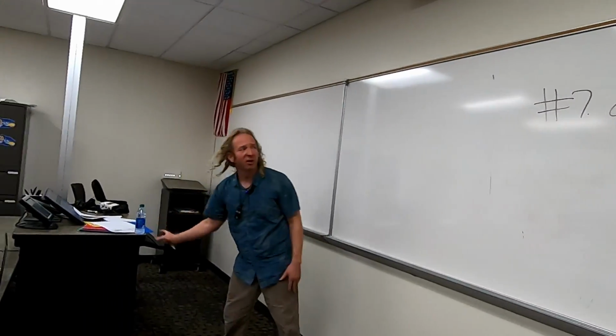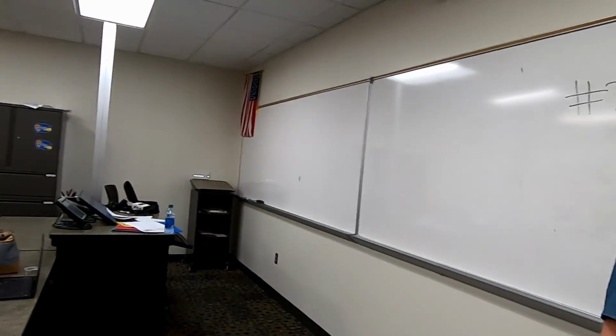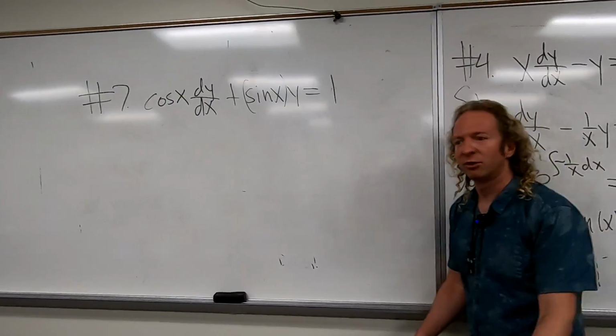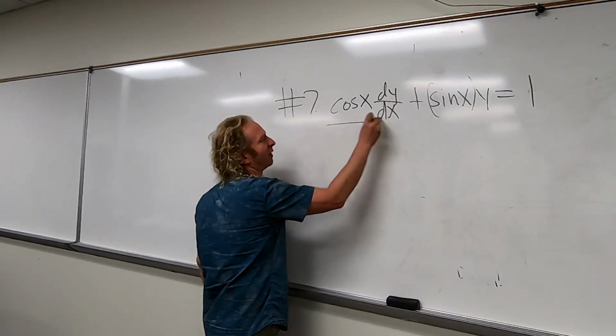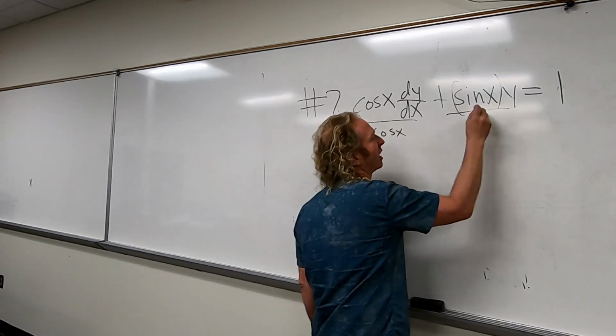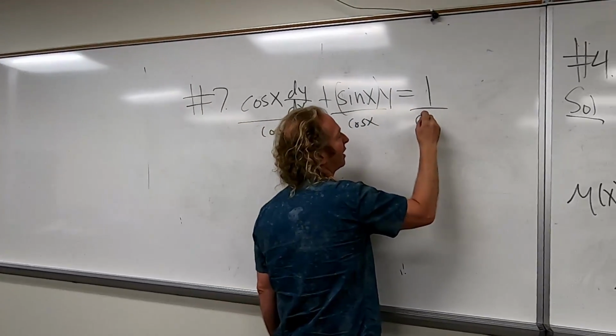And it's completely different. So what's the first step in this case? What do we divide everything by in this case? Cosine x. Yeah, good. So divide by cosine, divide by cosine, divide by cosine.